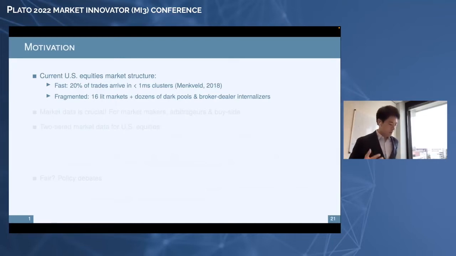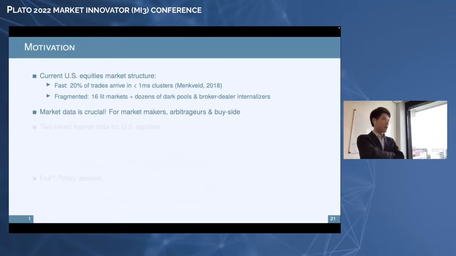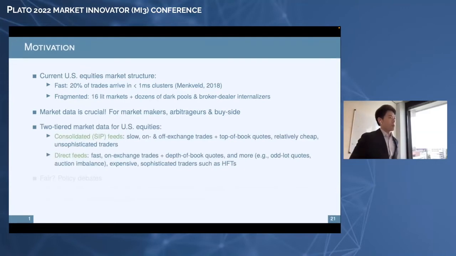Given this very fragmented and very fast market, I hope everybody will agree that market data is very crucial for every participant: for market makers, for arbitrageurs, for the buy side. But what is the current market data structure for US equities? Now it's a two-tiered market.